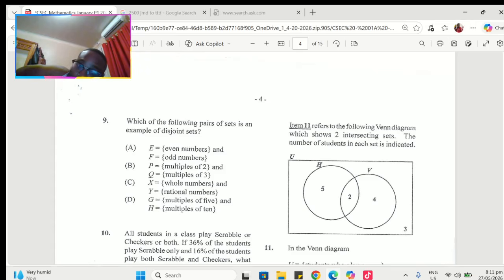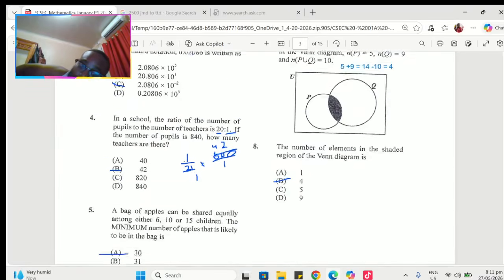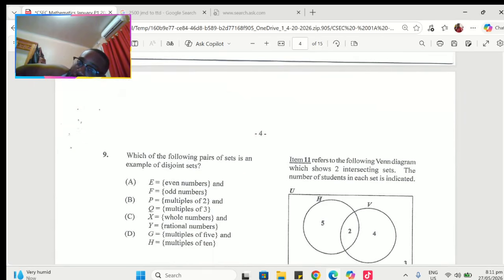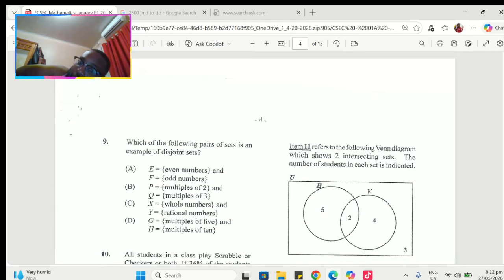Number 9, the real repeat. And here's the thing, a lot of these questions are repeats. Every CXC subject's questions are repeats. They want to know which of the following pairs of sets are examples of disjoint sets. Disjoint sets are sets where none of the elements will be in the other set at all. And that's A. There's no even number that's also an odd number, and there's no odd number that's also an even number. This exact question, word for word, is a rare repeat in maths.